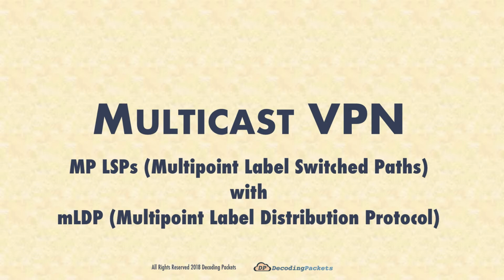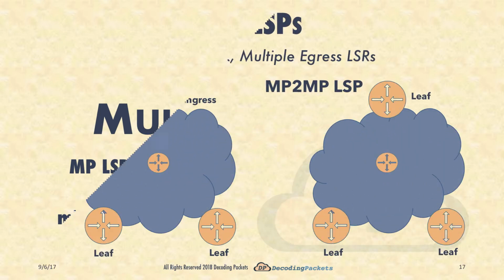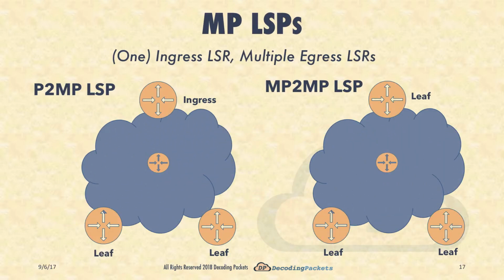In today's video, we introduce the topic of Multipoint Label Distribution Protocol, or MLDP, and we discuss how it goes about creating multipoint label switch paths, or simply MPLSPs. So let's begin. Now, at a very rudimentary level, MPLSPs are tunnels with multiple endpoints. Just like a point-to-point LSP, aka an LSP, has two endpoints, an ingress endpoint and an egress endpoint, a multipoint LSP has multiple endpoints.